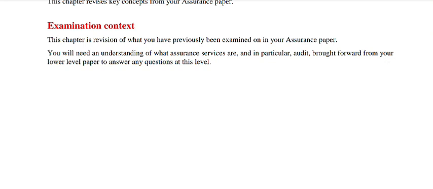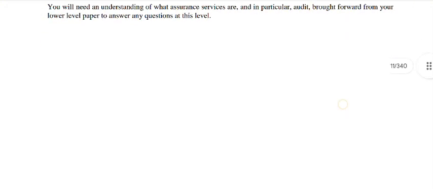Examination context. This chapter is revision of what you have previously been examined on in your assurance paper. You will need an understanding of what assurance services are and in particular audit brought forward from your lower level paper to answer any questions at this level.